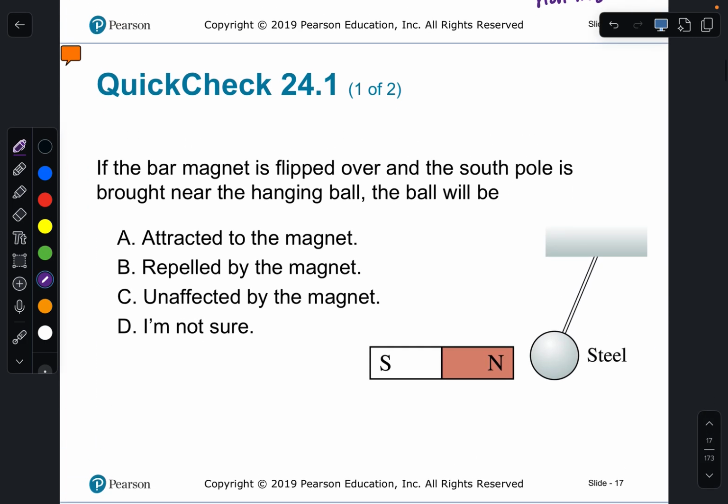So here's one of our favorite problems, right? Similar problem to what showed up on the exam, but now we're looking at it from a magnetic force perspective. So let's say we have a bar magnet and we put the North Pole next to this steel ball and we observe an attraction, okay? And then if we read the question, if the bar magnet is flipped over so that the South Pole is now facing the steel ball, what do we get?